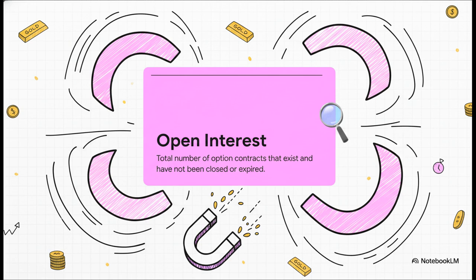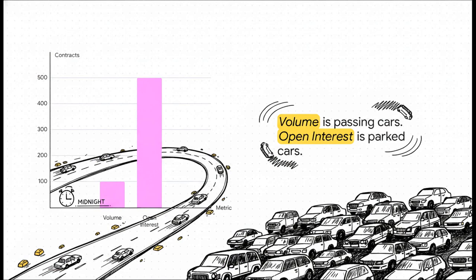These aren't just random numbers floating around. They actually act as massive magnets for the price of gold. You know, beginners mess this up all the time. So let's clear it up right now with a simple highway analogy. Volume? That's just the number of cars passing by on the highway today. It entirely resets to 0 at midnight. But open interest? That represents the cars permanently parked on the highway. We really don't care about the passing traffic, we care about the parked cars, because those are the massive physical obstacles the market has to somehow navigate around.